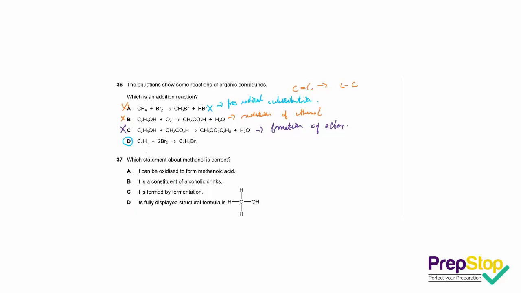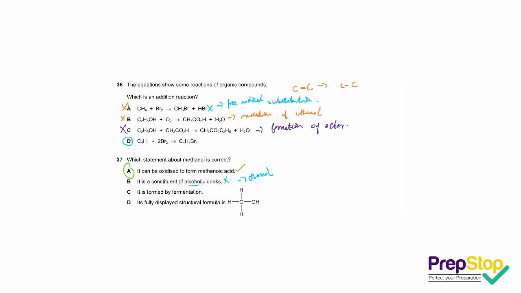Question number 37. Which statement about methanol is correct? Option A is it can be oxidized to form methanoic acid. This is true because all alcohols can be oxidized to form respective carboxylic acids. We still take a look at the other options. Option B states it is a constituent of alcoholic drinks. This is incorrect because only ethanol is used to make alcoholic drinks.